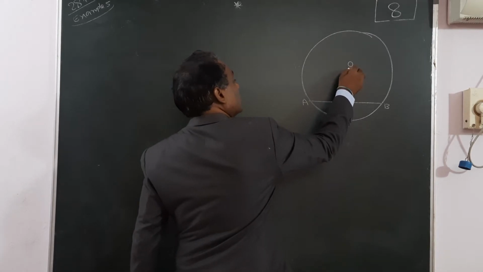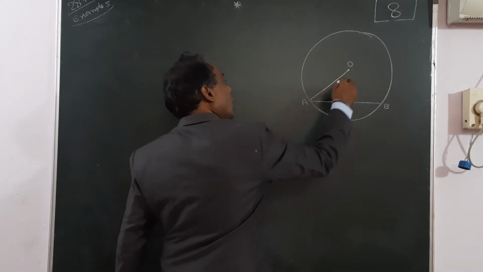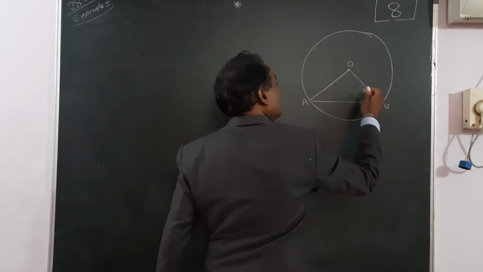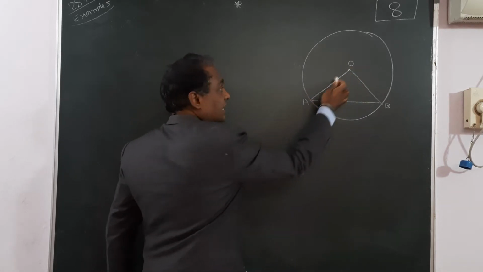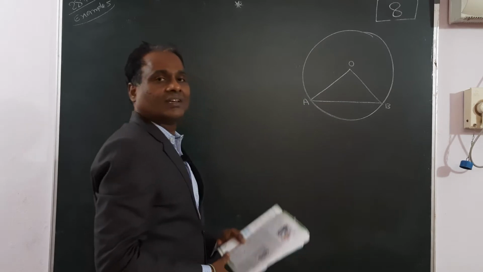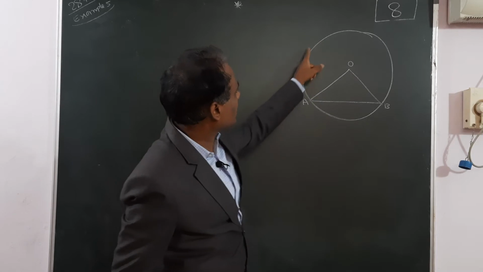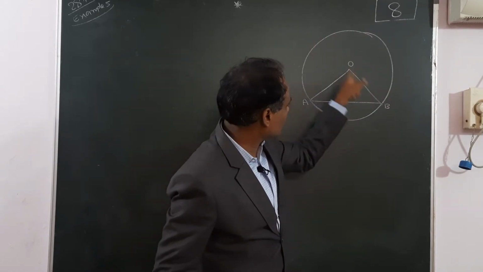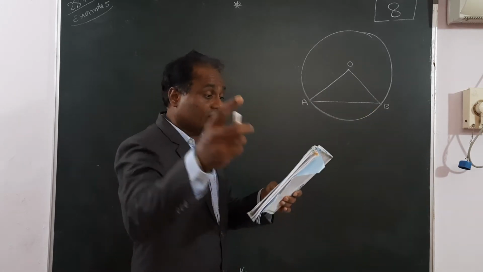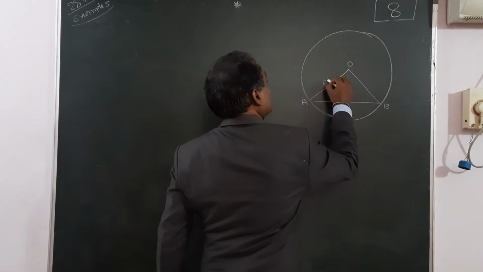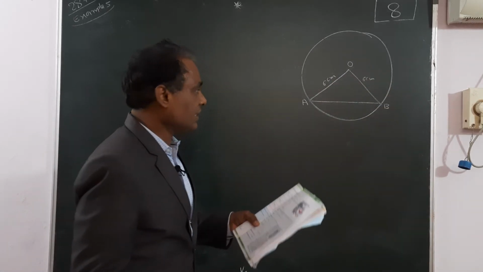If we join the center of the circle to any point on the circle, suppose if we join like this, or if we join like this, distance between the center of the circle to any point on the circle is called radius. That is called radius of the circle. This OA is the radius. OB also radius. Radius is given as 6 centimeters.